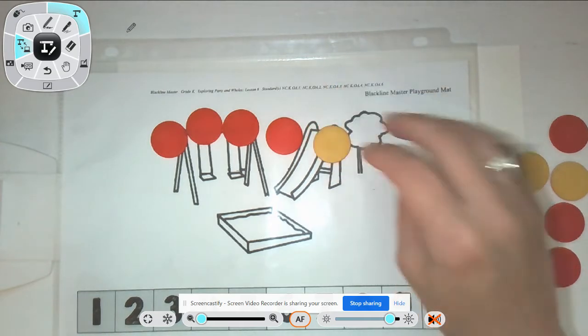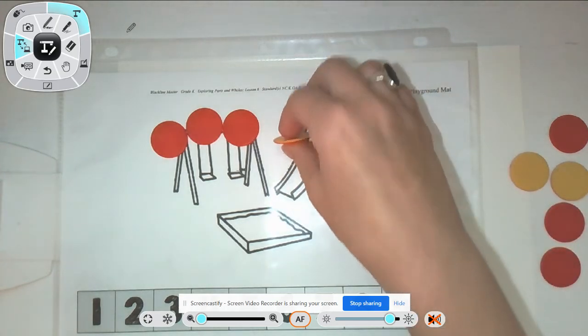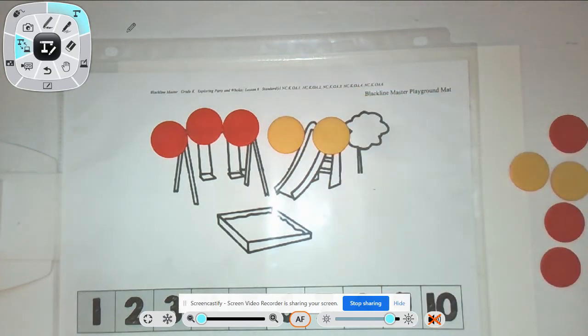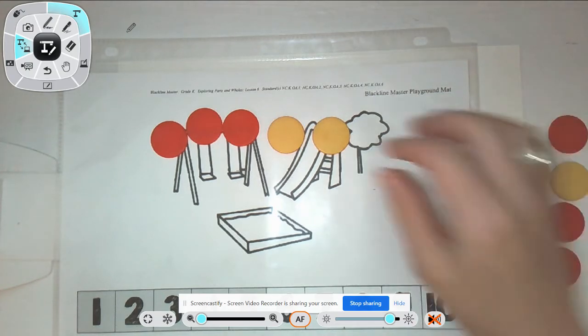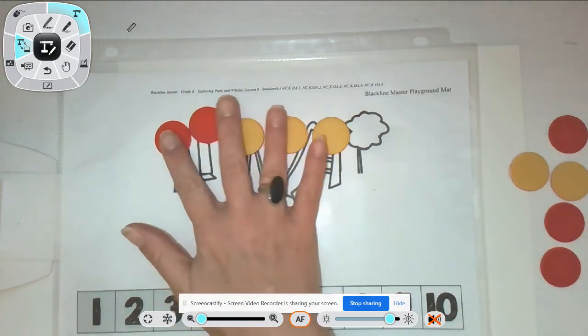So there could be 4 kindergartners and 1 first grader playing at the park. Another combination could be 3 kindergartners at the park and 2 first graders. And then we could continue on to show multiple different answers of the combinations that could be.